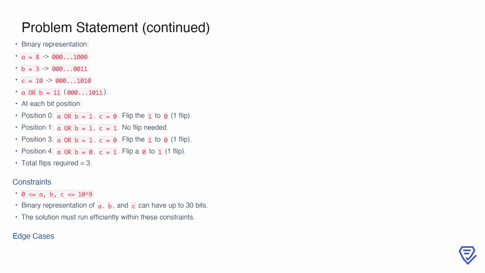Looking at the bit positions, at position 0, the result of A OR B is 1, but C has a 0, so we flip the 1 to a 0, which counts as one flip. At position 1, the result of A OR B is 1, and this matches C, so no flip is needed. At position 3, the result of A OR B is 1, but C has a 0, so we flip the 1 to a 0, which counts as another flip. Lastly, at position 4, the result of A OR B is 0, but C has a 1, so we flip a 0 to a 1. This makes a total of 3 flips required to make A OR B equal to C.